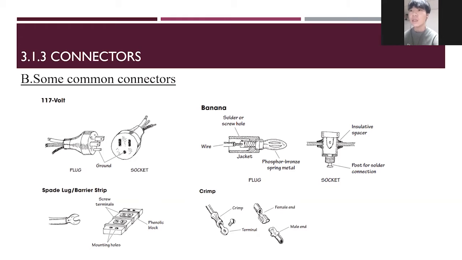The third is the spade plug and barrier strip. A spade plug is a simple connector that uses a screw to fasten a metal spade to a terminal. And a barrier strip often acts like the receiver of the spade plug.